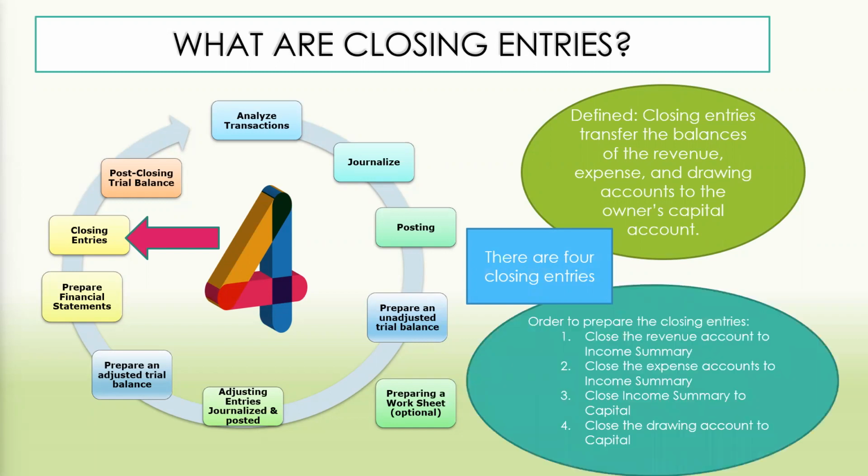The order to prepare the closing entries is: Step 1, close the revenue account to the income summary account. Step 2, close the expense accounts to the income summary account. Step 3, close income summary account to capital. And step 4, close the drawing account to the capital account.